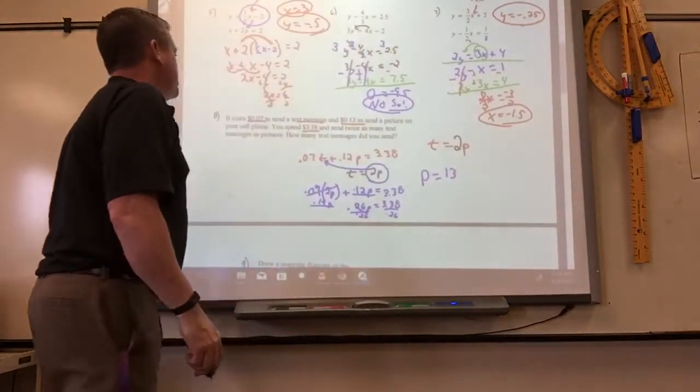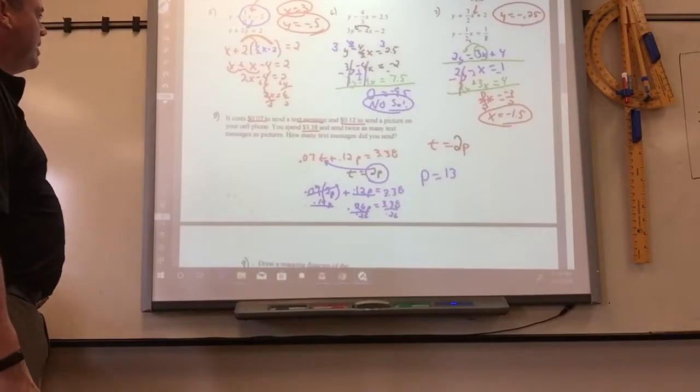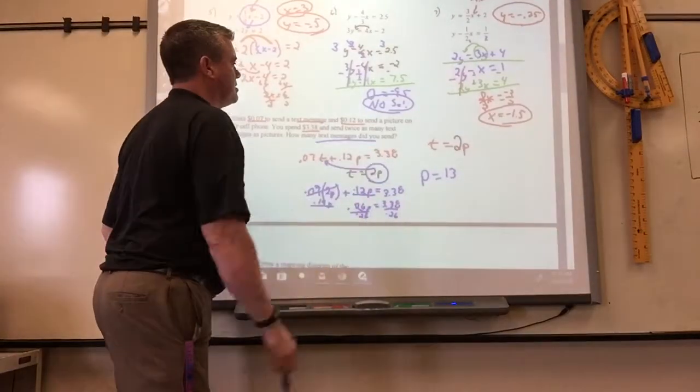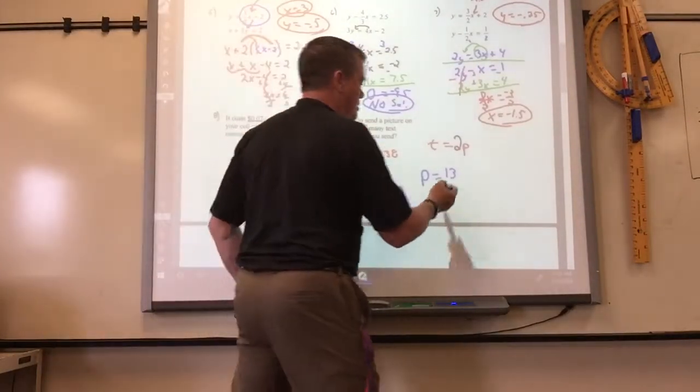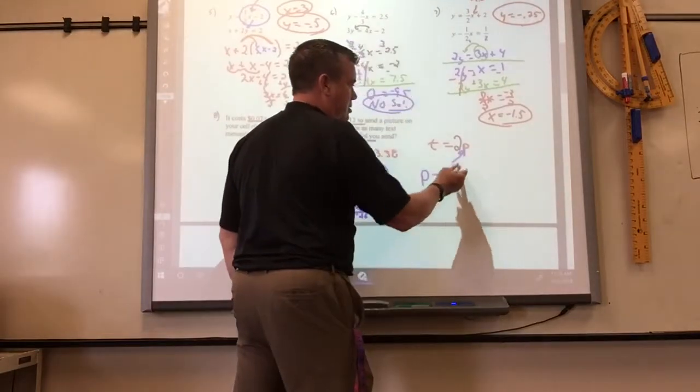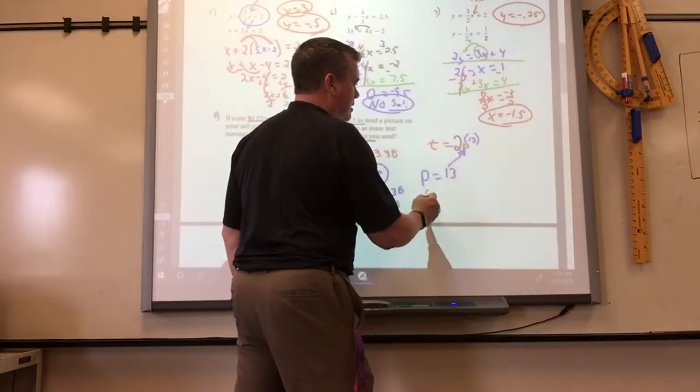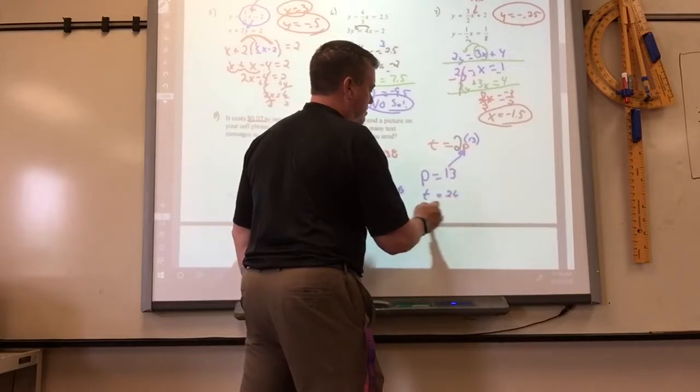So the pictures is 13, but they're asking for the text messages, so you got to figure out what that is. Well, all you do is, we know p is 13, so put 13 in there. 2 times 13 is 26.